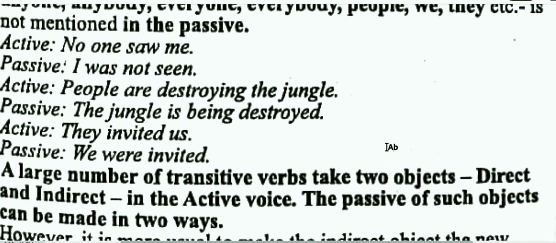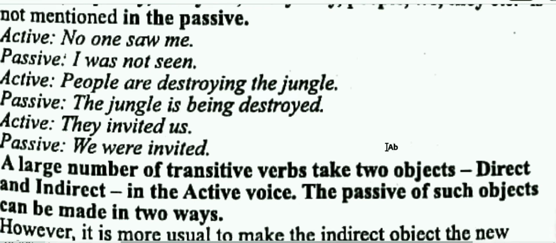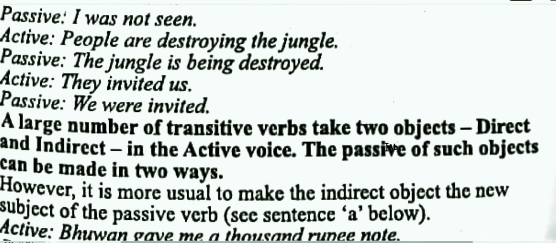And the next, active: They invited us. Us is also not clear. Who was it? So passive: We were invited. We see here us, we ourselves. So they is not clearly known here. We don't write we were invited by them. We write we were invited.